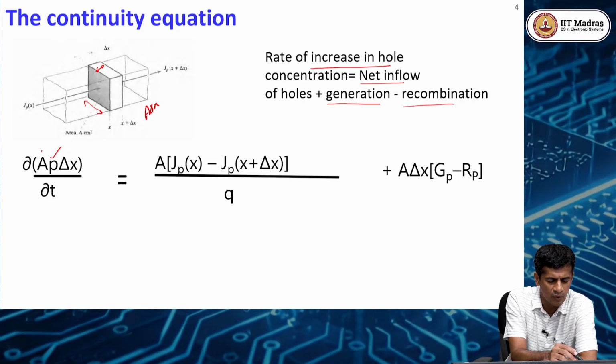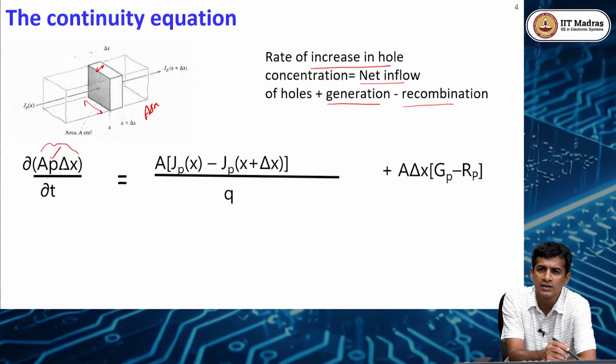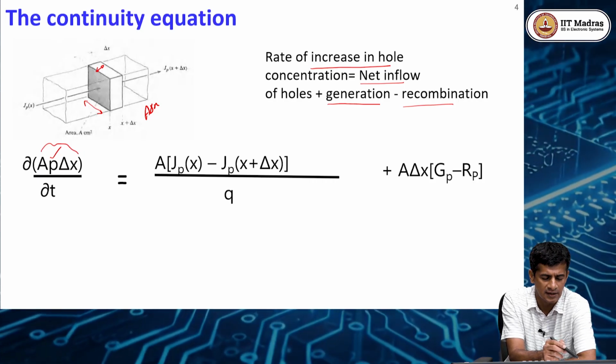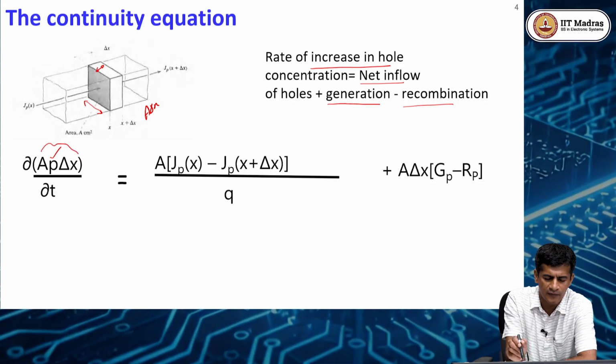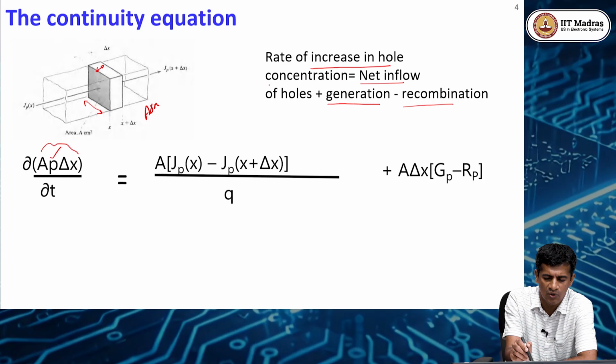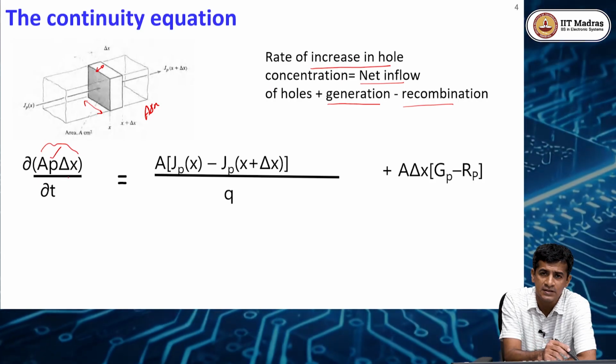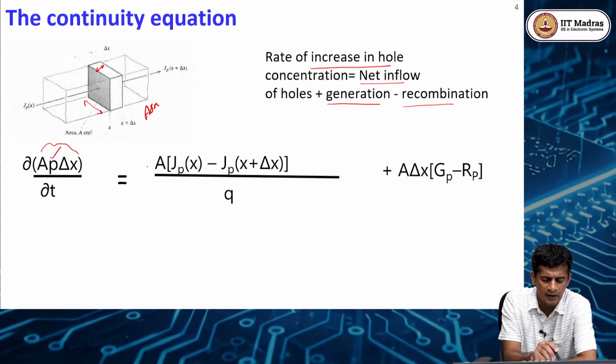P multiplied by the differential volume will give you the total number of holes in that volume. So, ∂p/∂t is the rate of change in the hole concentration, the rate of change of the number of holes. Then what is that one?